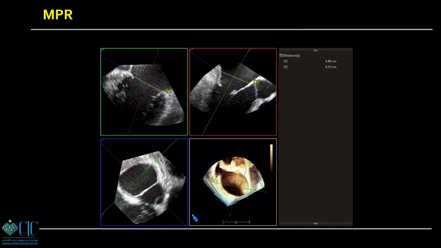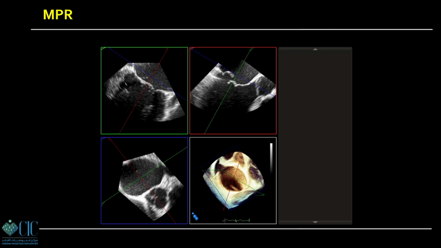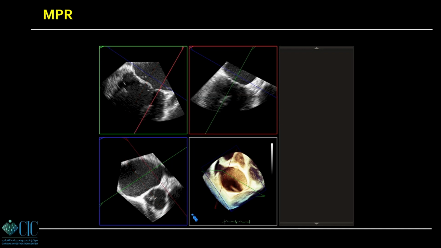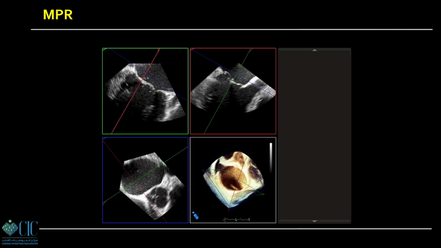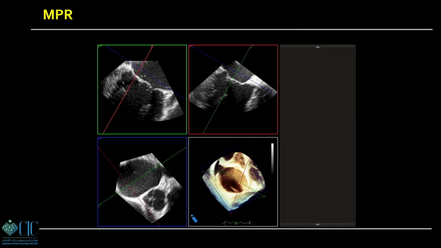With this volume, you can put it in the MPR and do something like what we did by the X-plane. So you put the 3D volume and you cut it by the MPR, and you do the same. Start by the commissural, put your line in the middle, you'll get long axis at A2, B2, and then go for P1 and A1, 3, 3 and 3. So you can do this offline by the MPR.